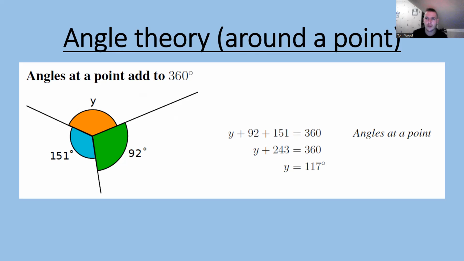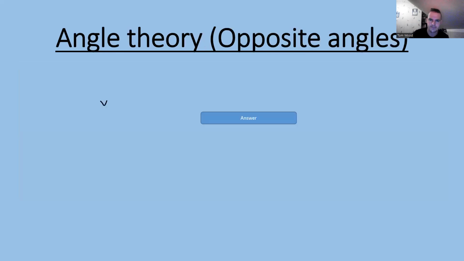So these ones are quite nice and straightforward, but again, as we'll see when we look at some examples, they tend to build these questions based on these bits of knowledge. So you might have a point around a circle that links to something else, for instance.